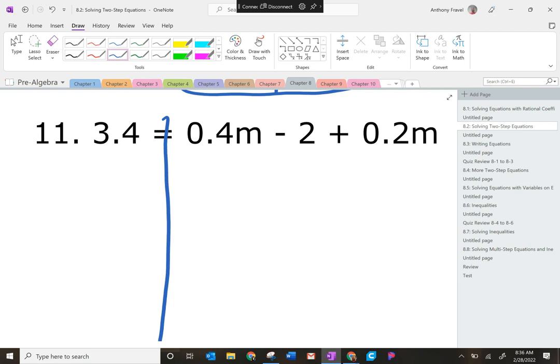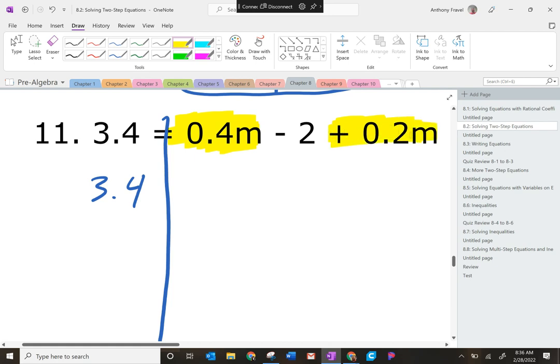Is there anything on the left-hand side? What's over there, Austin? 3.4. Can I do anything with that? Nope. So I'm just going to rewrite it, right? Now I'm looking on the right side of that equation. Do I have any like terms? 0.4 and 0.2. Perfect. So I got 0.4m and then 0.2. I like how you said both those together. Just for the heck of it, I'm going to highlight those. And I'm going to leave that sign in front of it. They are on the exact same side, so I don't have to do anything opposite.